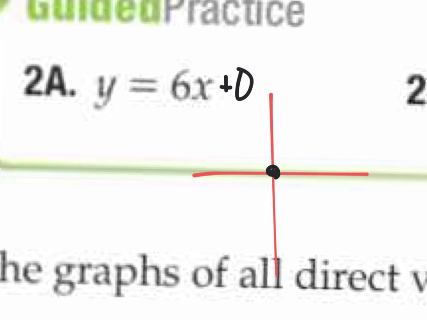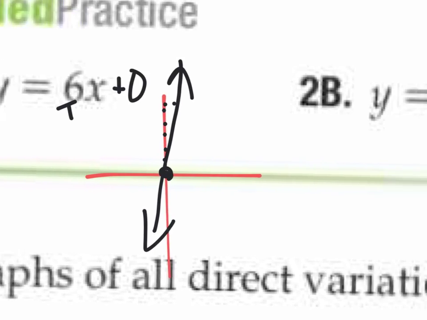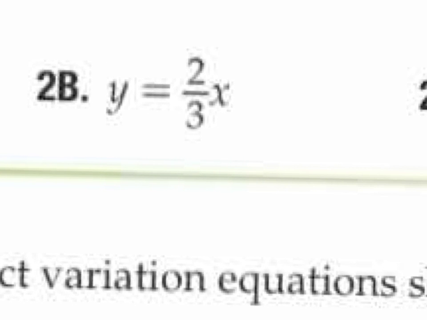What's my slope? What's my rise over run? Up 6. 1, 2, 3, 4, 5, 6. And then? Over 1. So you go over 1 to the side. So that's a really steep line going up. And there's your sketch, right? It's that easy. Again, right here, you could put a plus 0 because that helps you remember to start at the origin, right?